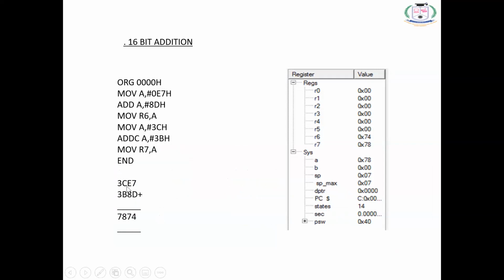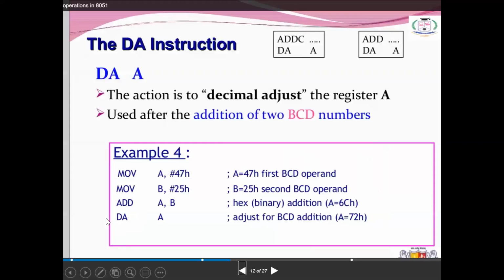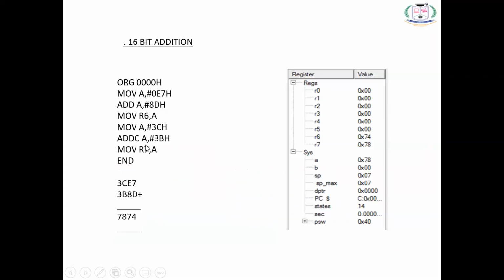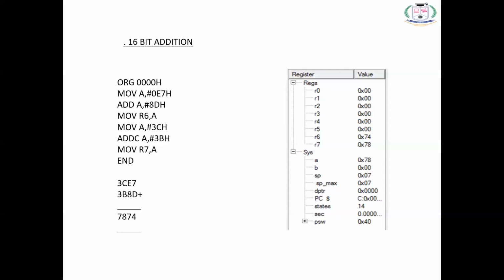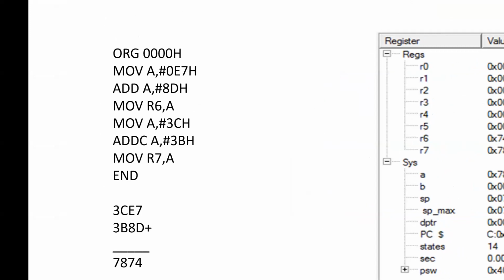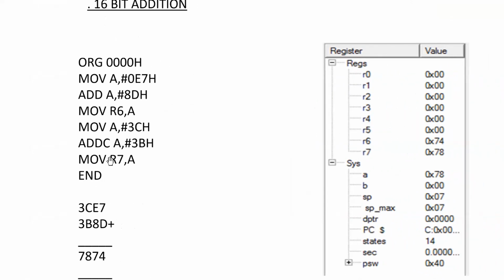I'm going to add 3CE7 plus 3B8D. By adding these two numbers, my answer is 7874. Now I will explain this. First, I have to add E7 and 8D separately. Then I have to add 3C and 3B. Can you understand or not? Can you able to see this? Yes. First I have to add E7 and 8D, then 3C and 3B.